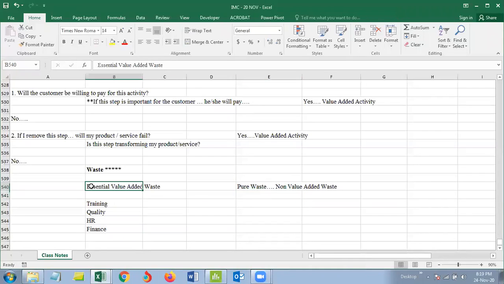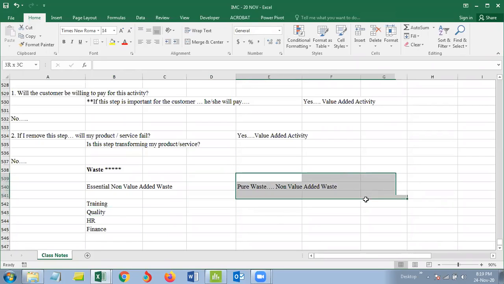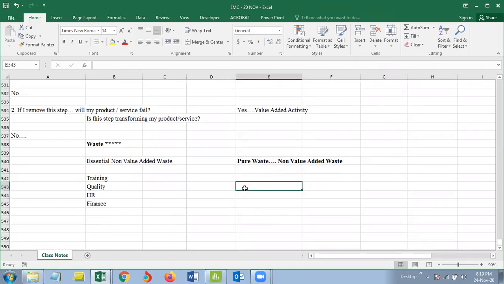Oh, my bad. This was also essential non-value added waste. These are also non-value added, but they're essential. This is pure non-value. This is what we would definitely want to remove, all of it. We still can't remove all of them, but whatever we can, we should. This is where we would like to attack and fix them.